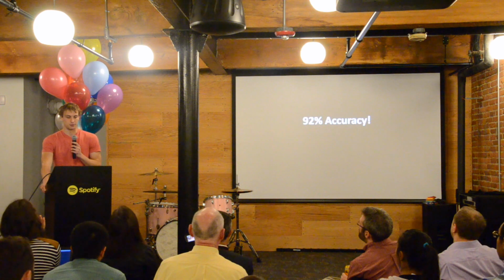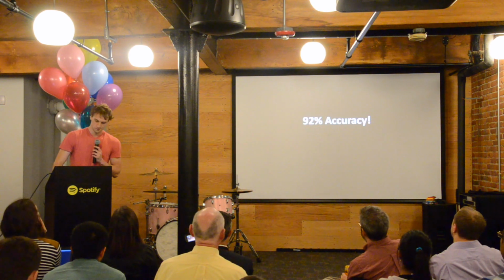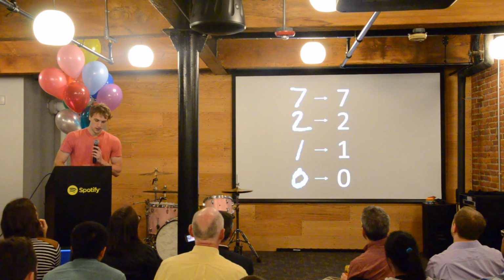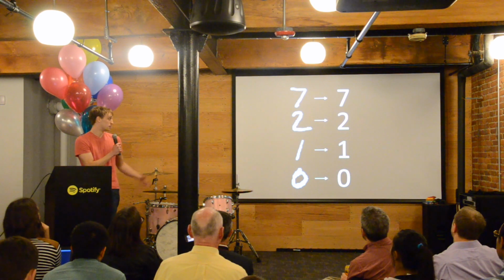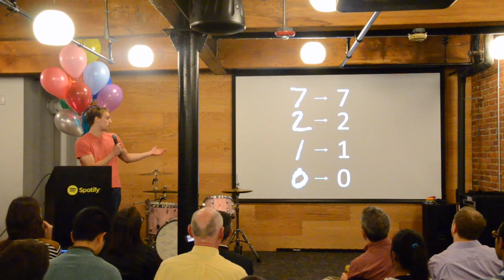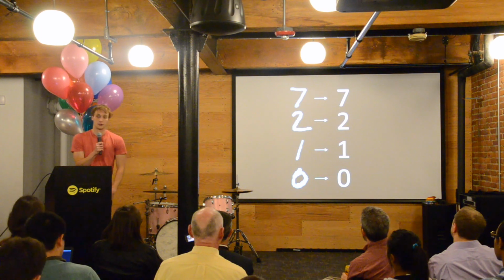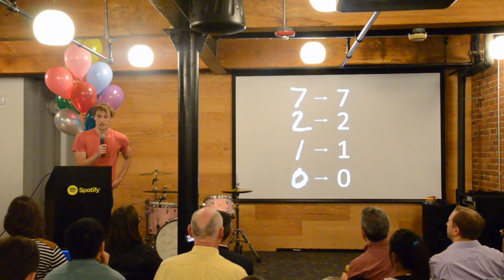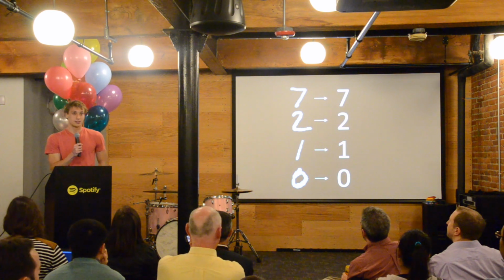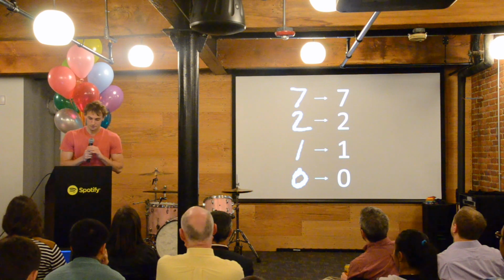So let's look at some of the examples it's getting correct. On the left side, we see the input MNIST digits. So we see a handwritten 7, a handwritten 2, and our model is able to accurately classify them as 7 and 2. And that's pretty impressive. Now let's look at some of the examples it's getting wrong.